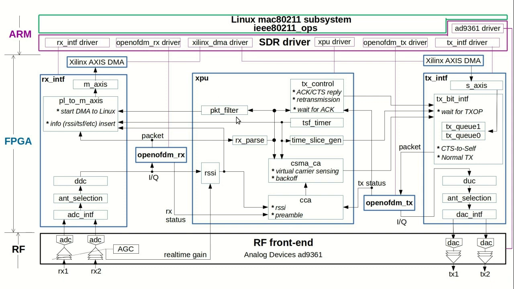The XPU in the center is the low CSMA low MAC. It's a quite complicated state machine design. It implements the low MAC procedure defined in the standard. We have read the standard carefully and implemented the necessary functionalities there. The RX interface and TX interface handle the IQ samples to and from the ADC and DAC, and also handle the packet interface to and from the ARM processor.